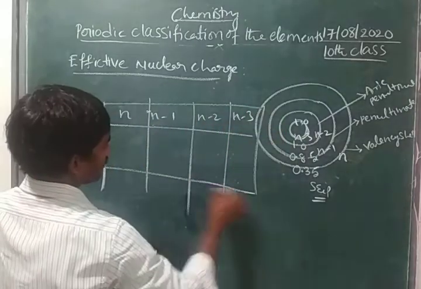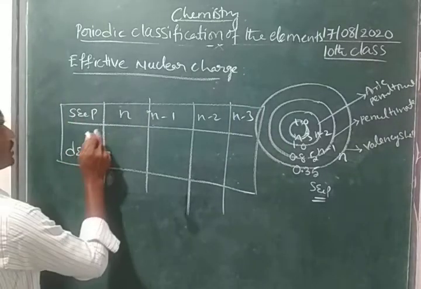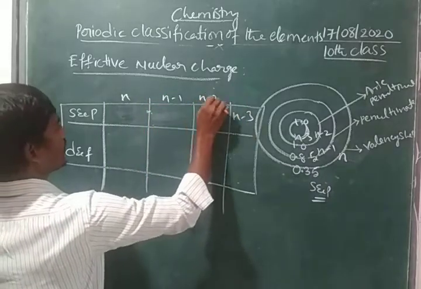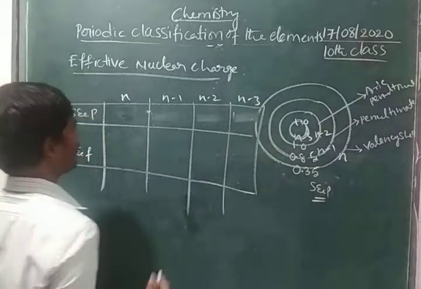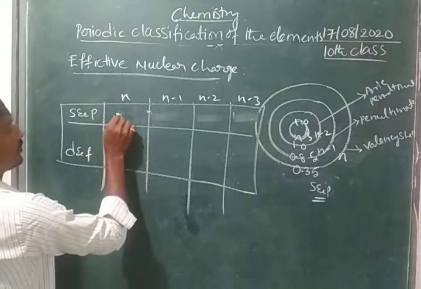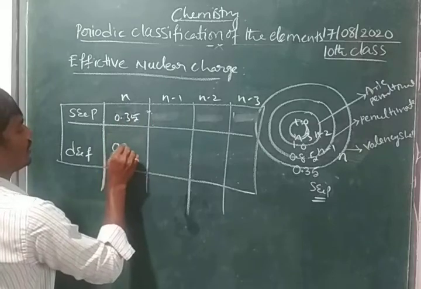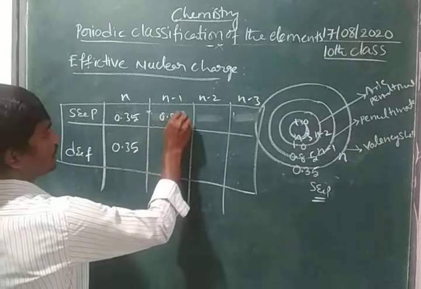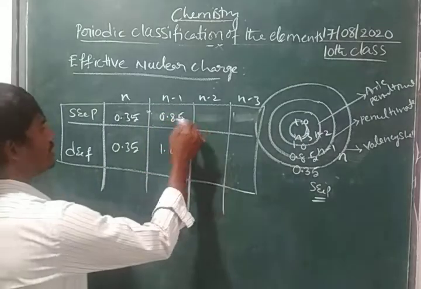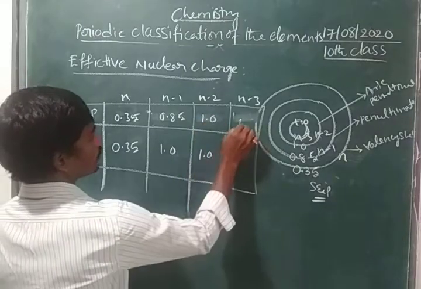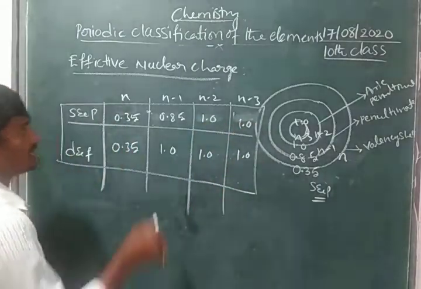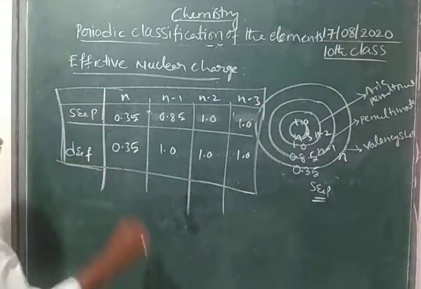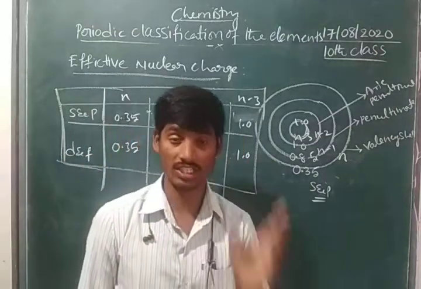See children, about s and p orbitals, here n value, n minus 1 value, n minus 2 value, n minus 3 value. For the n value, for s and p and d and f, we have to consider 0.35. For n minus 1 we have to consider 0.85, here it is 1.0. For n minus 2, these are all we have to consider as 1.0, 1.0, 1.0. Right children? So based on these values we have to find the screening constant values.